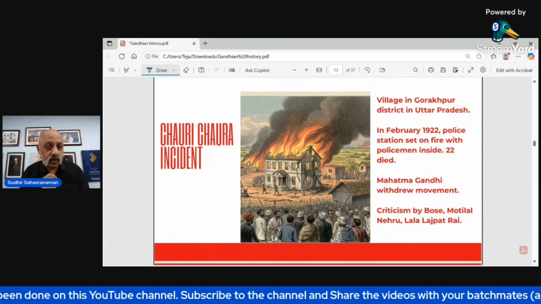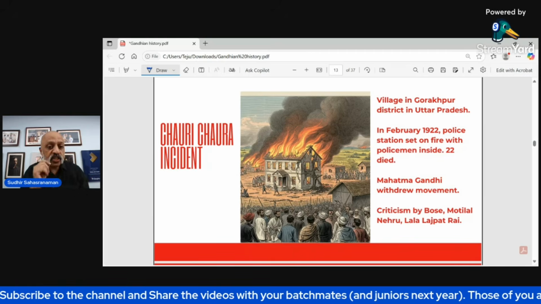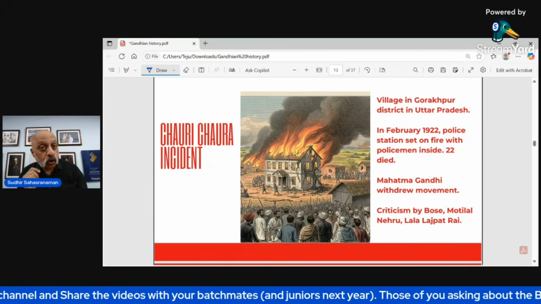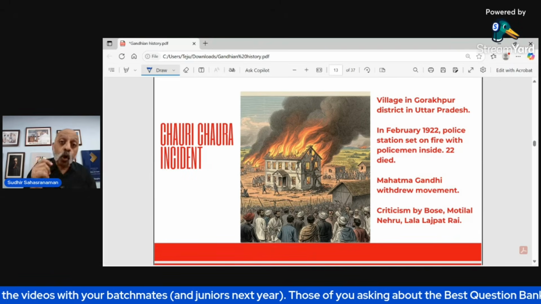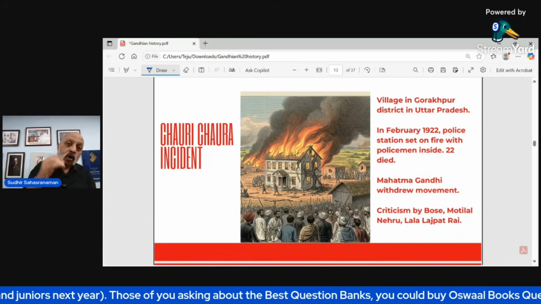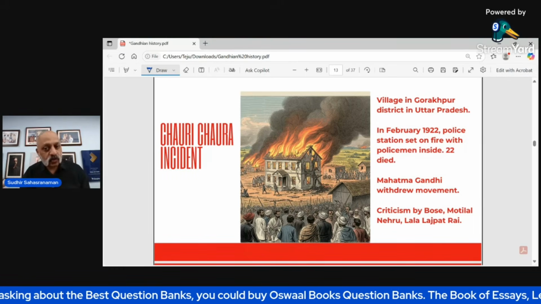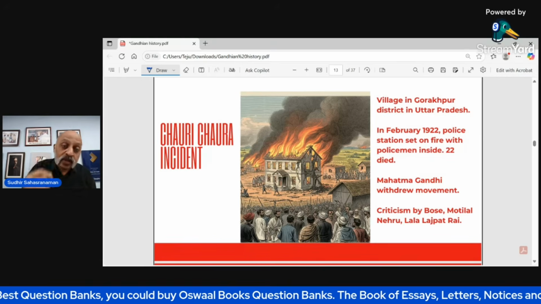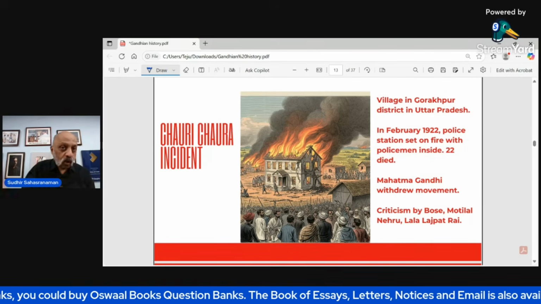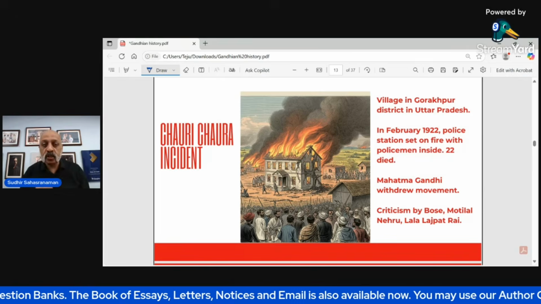This is important. This happened, as you can see in the illustration. A police station was set on fire in Chauri Chaura, a village in Gorakhpur district in modern-day Uttar Pradesh. This happened in February 1922. The police station was set on fire, and 22 people were killed, all of them policemen, because they were trapped inside the police station.